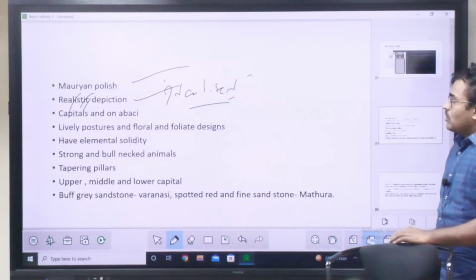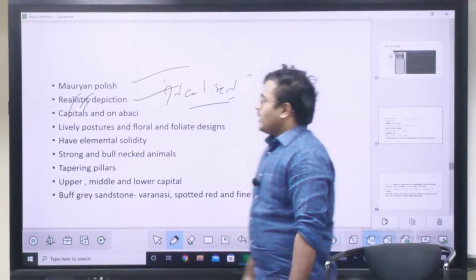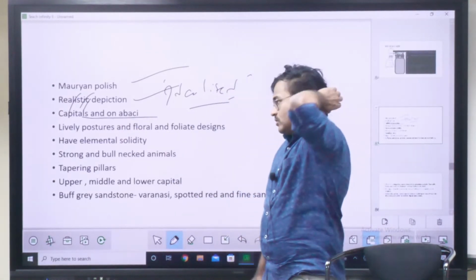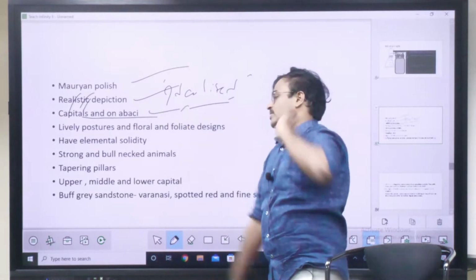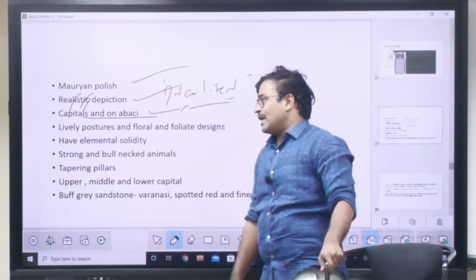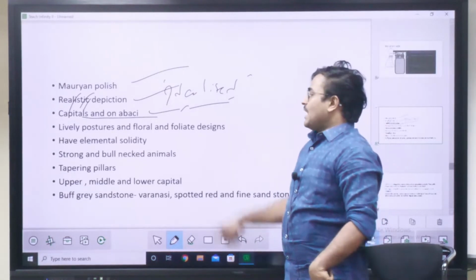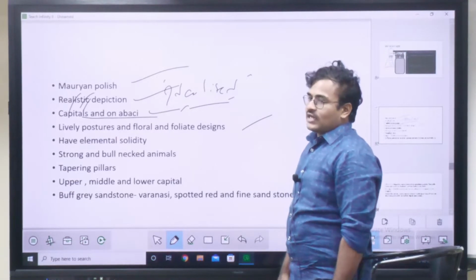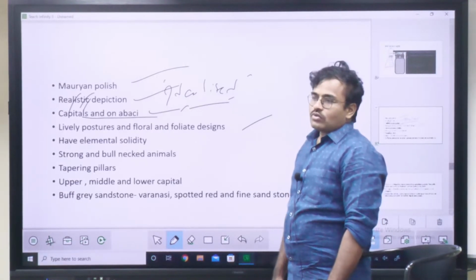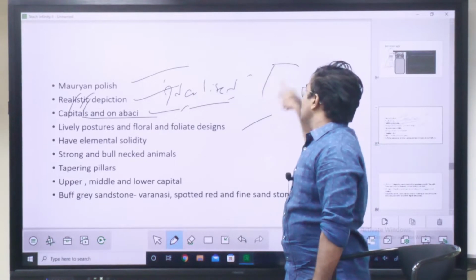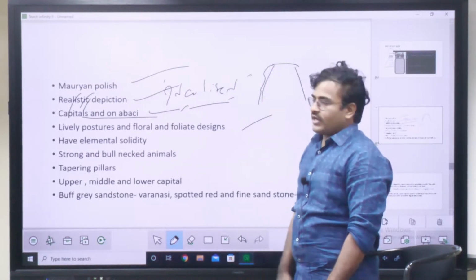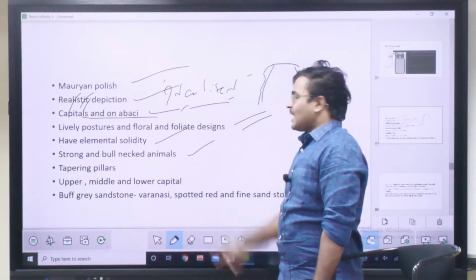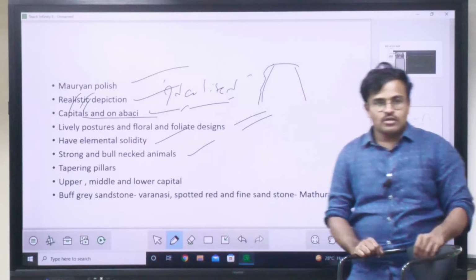So they are idealized depictions. Capitals and abaci are made of animal images, lively postures and floral designs. Most of the pillars have this floral, foliate design. It means that across the taper, here also there are some flower designs, here and there. Then they have elemental solidity to them, strong and bull-necked animals. The animals show a sense of strength, they are very, very strong.